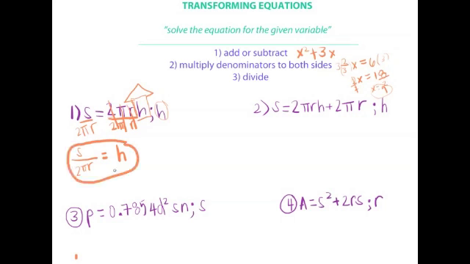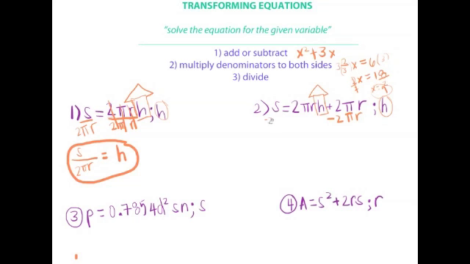Now in number 2 I changed it up a little bit. Again, we're still solving for h, as you can see right there, but my friend h is right here. So what is this equation saying? This equation is saying s equals 2 pi r h plus 2 pi r. Let's go through the steps. Is there anything to add or subtract? Looking, oh, here's a plus sign, which means I have something that's being added. This 2 pi r is being added, so I need to subtract it from both sides.